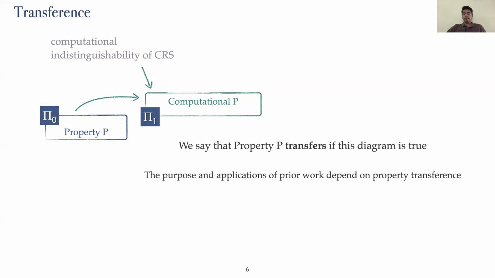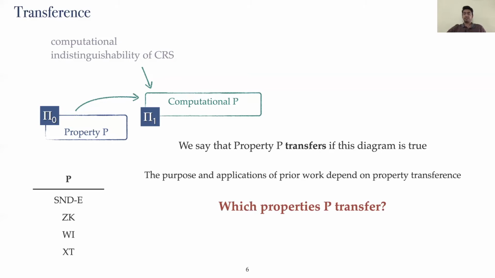The purpose and applications of prior work depend on the transference of different properties between the modes of the proof systems. Therefore, we ask the question, which properties transfer? We are interested in studying transference for a number of different properties like zero knowledge, witness indistinguishability, extractability, and soundness.